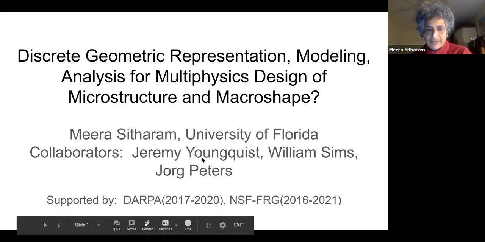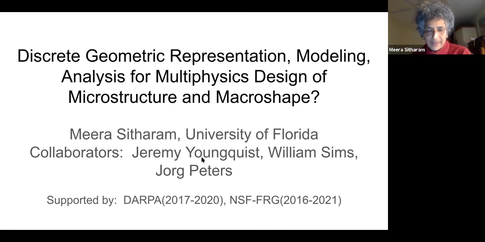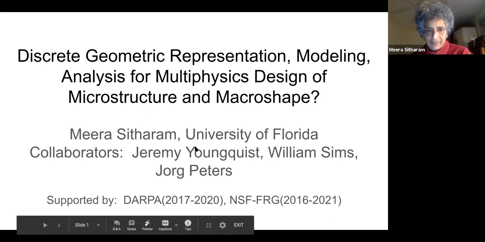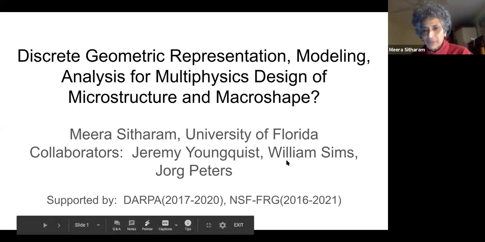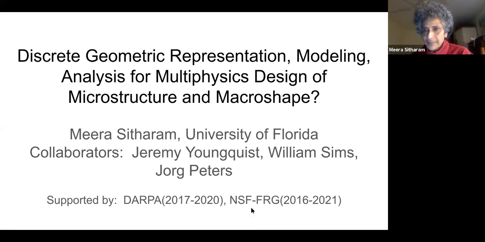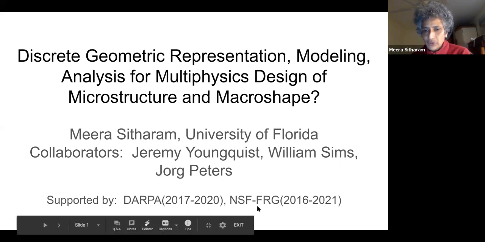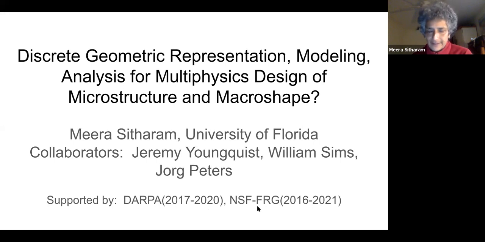Jeremy is co-advised by Jörg and me, and primarily was supported by DARPA during the time 2017 to 2020. A small part of the work was also supported by NSF FRG, where some of the rigidity community people, including Bob Connelly and Shlomo Gortler and Louis Theran, and not Louis, but Miranda, were co-PIs.